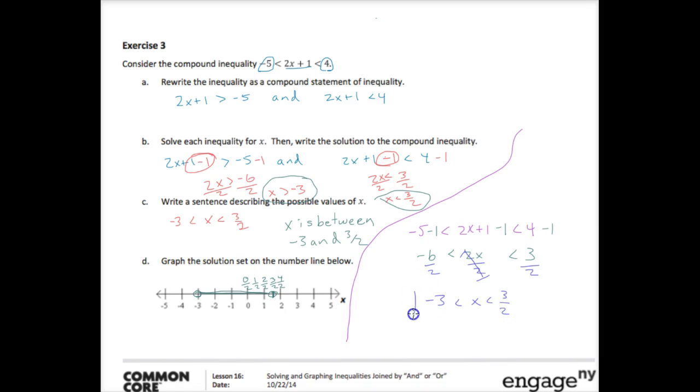Lo and behold, we have the same thing here. x is between -3 and 3/2. We have it here too. We've seen it everywhere. Yay!